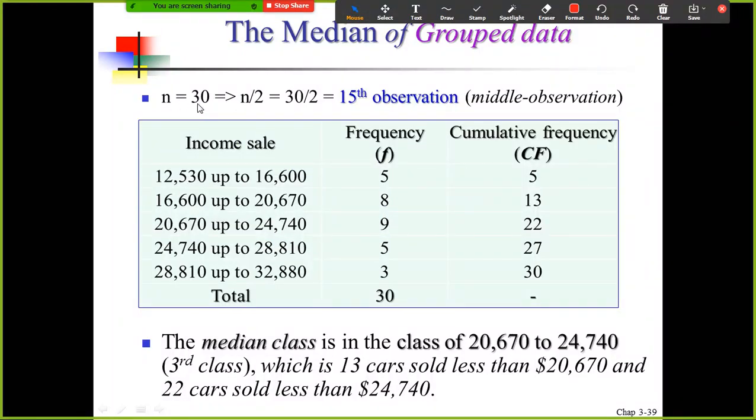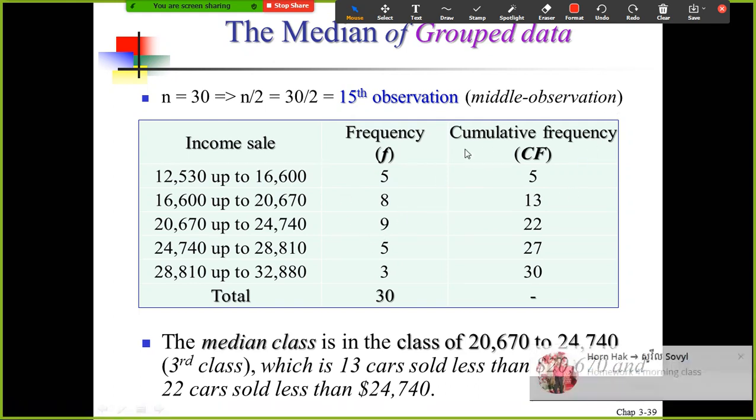So n equal to 30. Okay, n equal to 30. So n divided by 2, it should be 15. So we want to find what class that 15th observation is inside. How to find? You can count this one, but don't count this one. Use cumulative frequency.